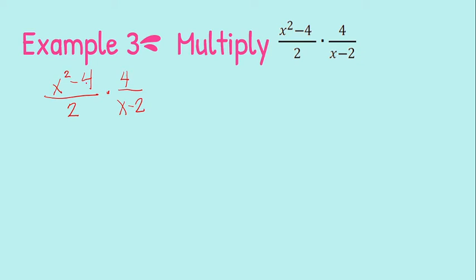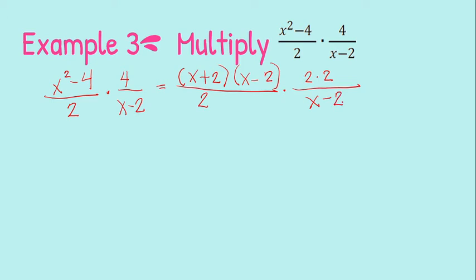For x squared minus 4, this is a difference of two squares, so we have (x plus 2) times (x minus 2) all over 2. While for 4, the factors are 2 times 2, and then copy x minus 2. Now, we're going to cancel the common factors. Again, common factors, not common terms. The common factors here are x minus 2, and then 2.